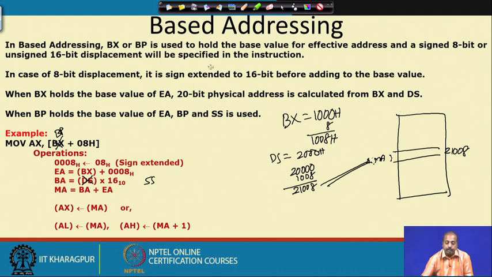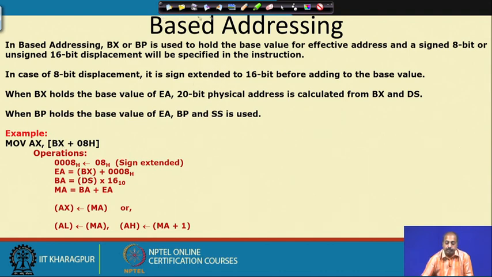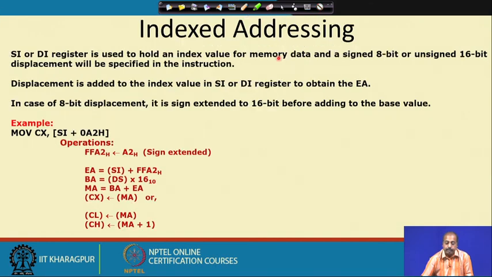Otherwise the execution is the same. Then we will look into the next addressing mode, which is known as the indexed addressing mode. So, the indexed addressing mode uses some index register to access the memory. So, this SI or DI register is used to hold an index for memory data, and a signed 8 or unsigned 16 bit displacement can also be specified.